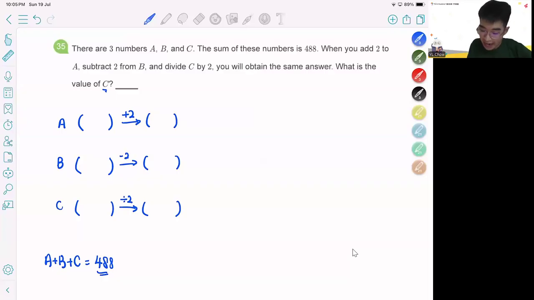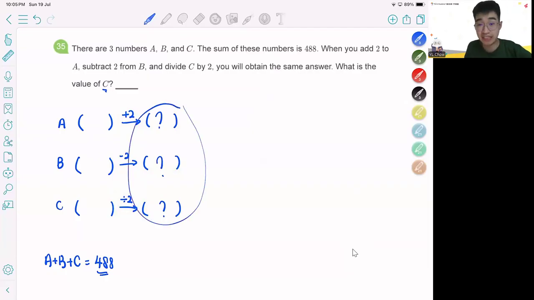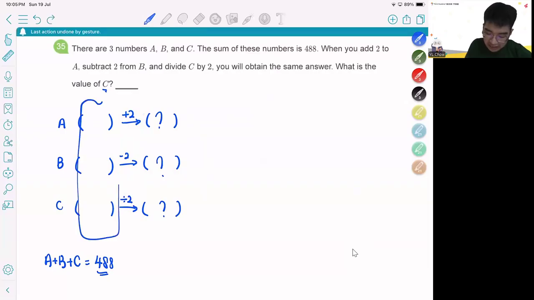Repeat: add 2 to the first number, subtract 2 from the second number, and divide the third number by 2. You will get the same answer, right? But you don't know what the same answer is. Does that mean these 3 numbers' sum is 488? No, this is the original numbers' sum.